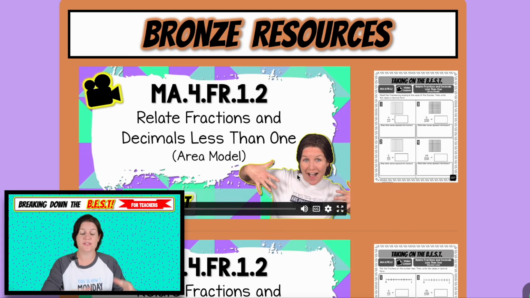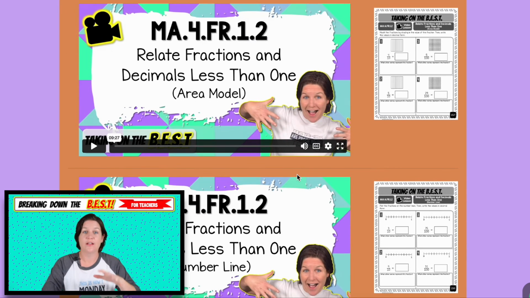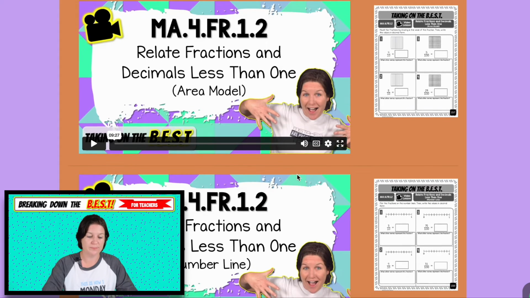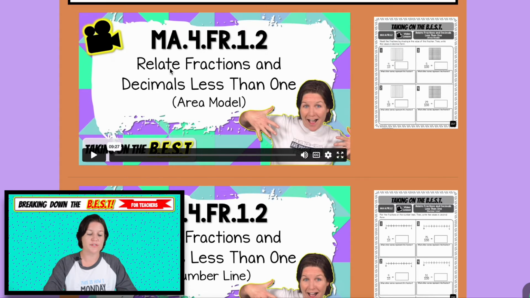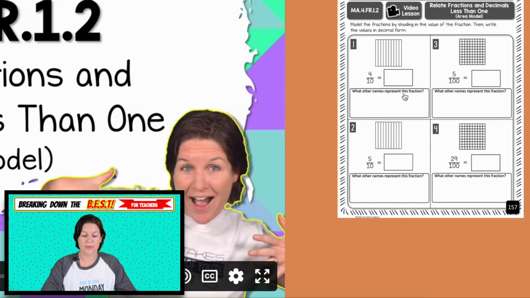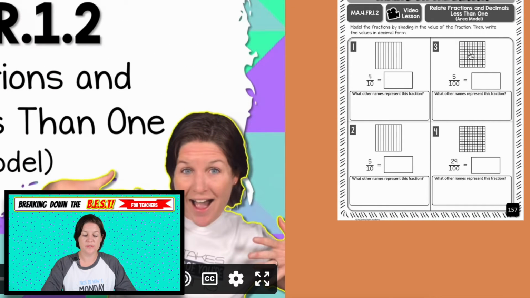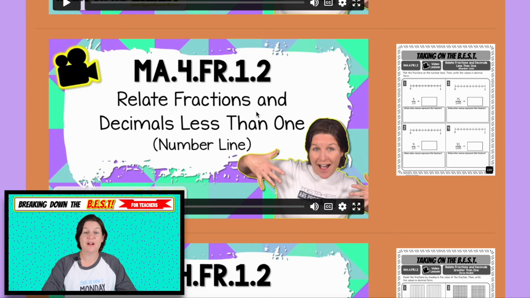The bronze resources contains the video lessons and the printable student guides that accompany each video lesson. So the first video lesson focuses on relating fractions and decimals that are less than 1 whole using an area model. So you can see here we've got area models, and they are fractions that are less than 1 whole. The next one, relating fractions and decimals less than 1, again, but this time we're using a number line. So the first one, area model, second one, a number line.